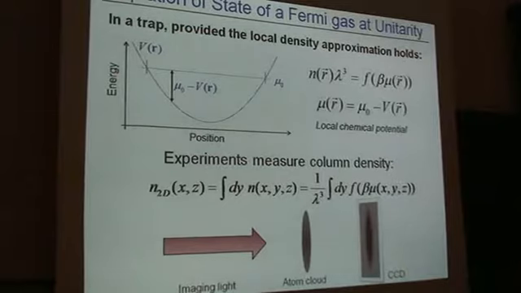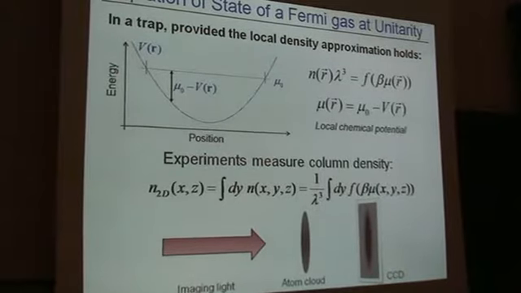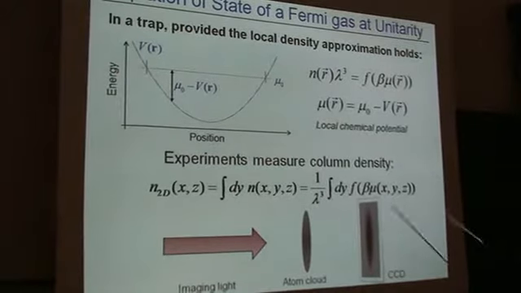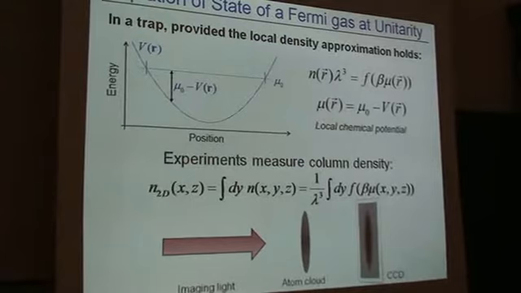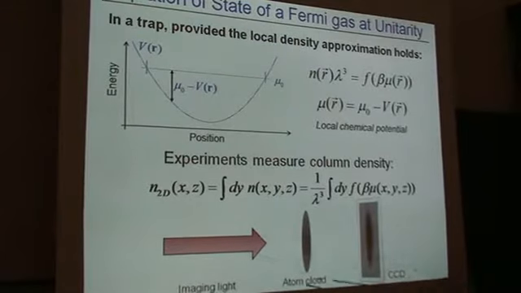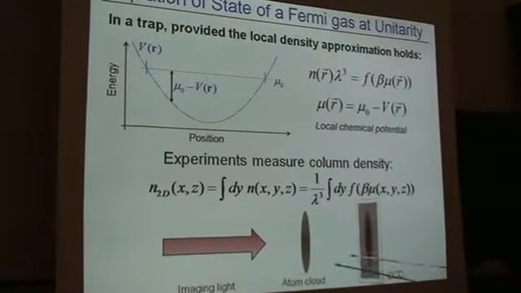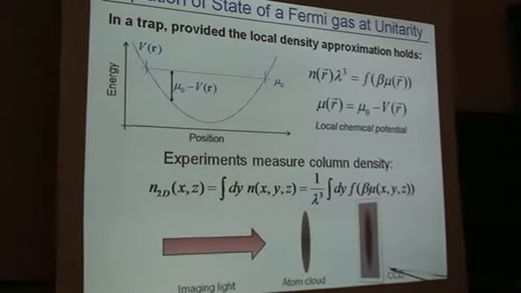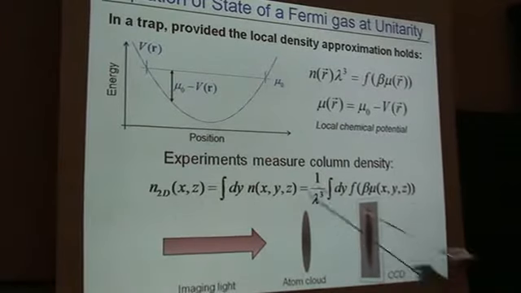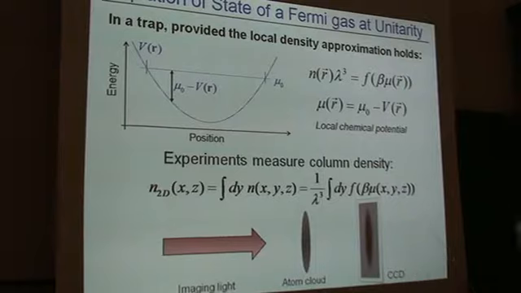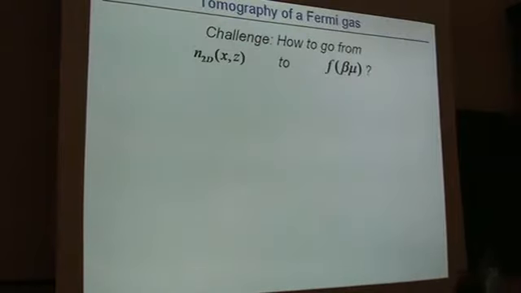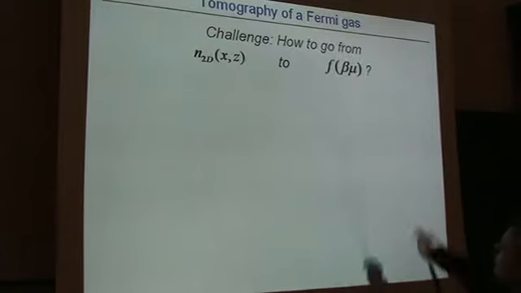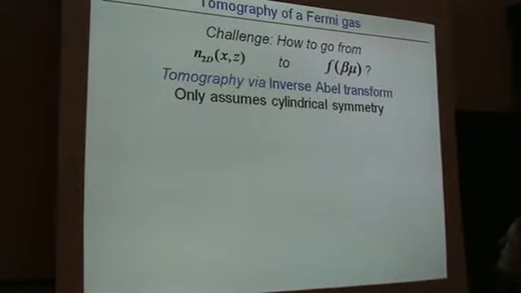Now, one issue with that method is that we can only measure column densities in these gases. So we take our imaging laser, shine it onto the atom cloud, and the atom cloud will cast a shadow onto our CCD camera. So it's the integrated density that we measure. The good news is that we can go back from the 2D density to the equation of state using tomography via an inverse Abel transform.